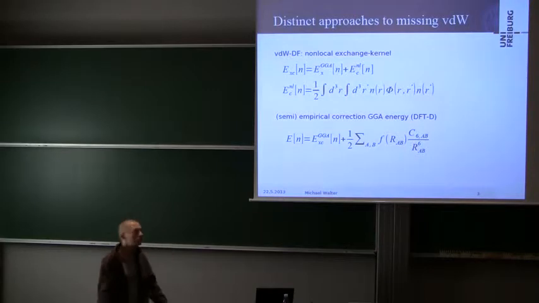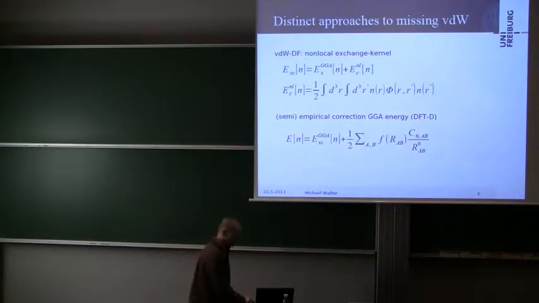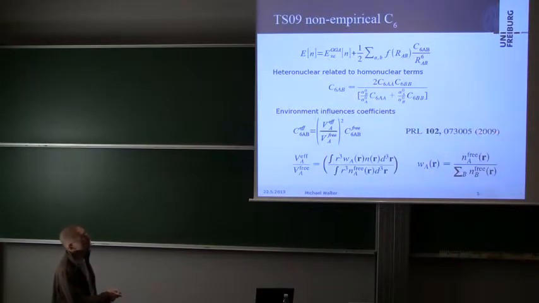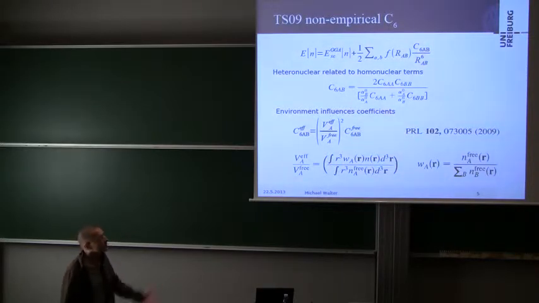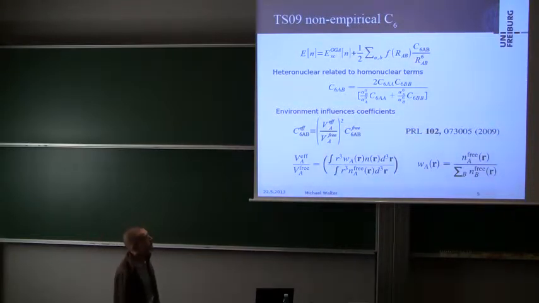And this C6, in the Grimme versions, is highly parameterized. But Tkatchenko and Scheffler published in 2009 a version where they derived the C6 coefficients by ab initio values, which I like a lot, and the only thing they have to parameterize is basically a cutoff function. This cutoff function you have to introduce because 1 over r to the 6 explodes if the atoms come too near. So it basically just cuts off this contribution.